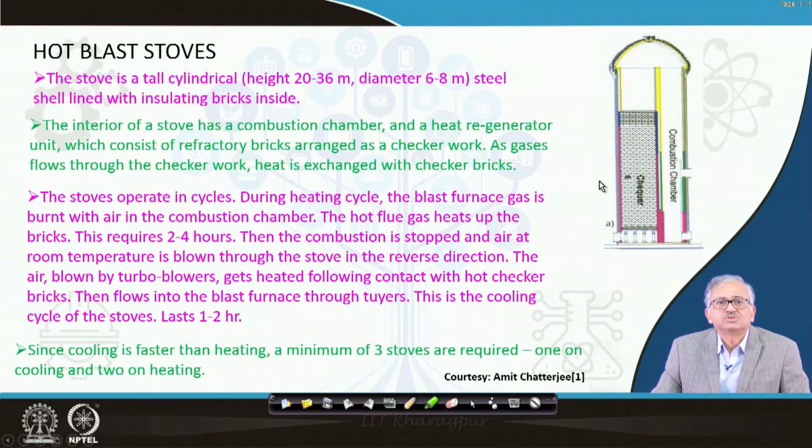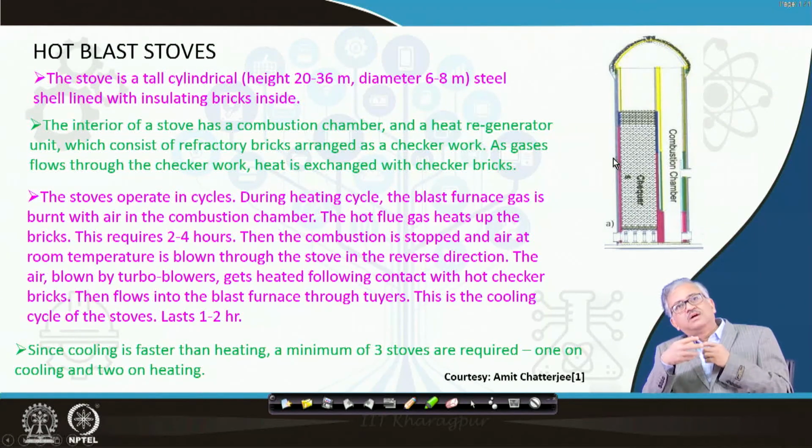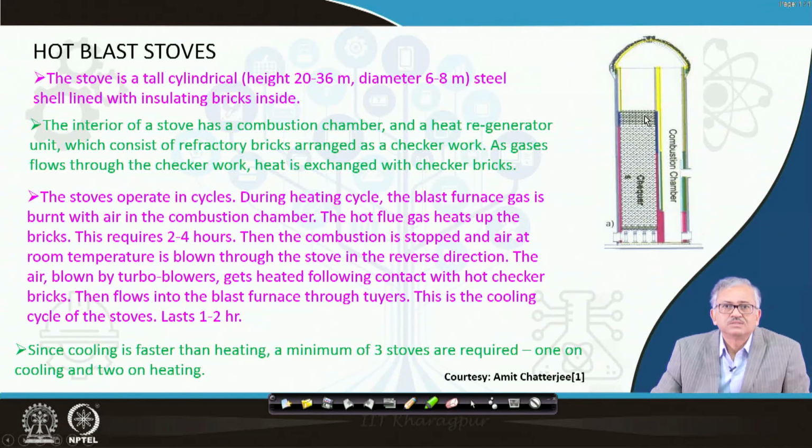Then the combustion stops, and in the next cycle, when the checker bricks are heated up, you pass the air through the checker bricks in the reverse cycle, and the air gets heated up by taking the heat from the checker bricks. That is the way it is done. The heating of the air, or cooling of the checker brickworks, takes around 1 to 2 hours.